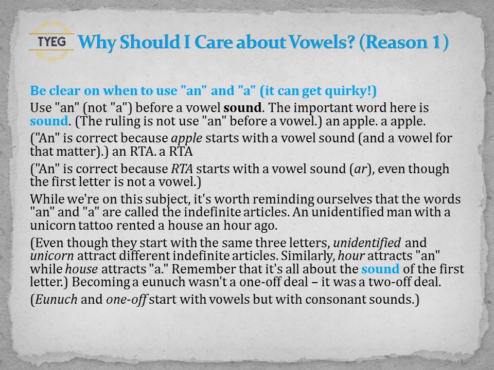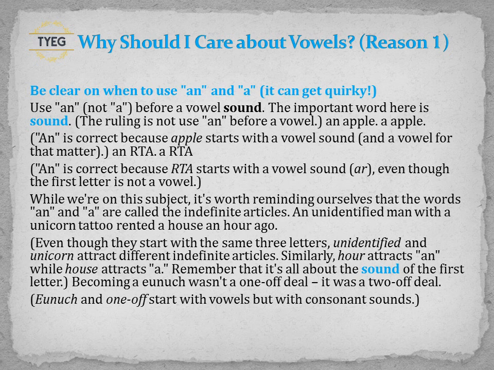Why should I care about vowels? Reason 1. Be clear on when to use an a, it can get quirky. Use an, not a, before a vowel sound. The important word here is sound. The ruling is not use an before a vowel, an apple, a apple. An is correct because apple starts with a vowel sound, and a vowel for that matter, an RTA, a RTA. An is correct because RTA starts with a vowel sound, R, even though the first letter is not a vowel.